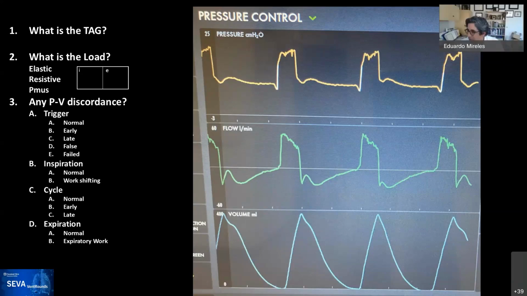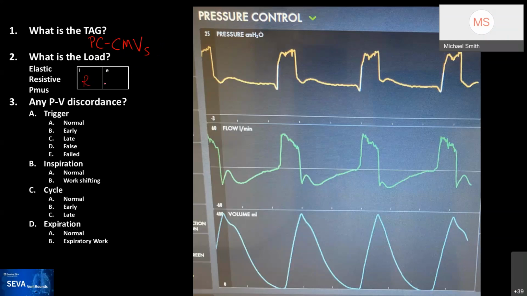All righty. Hit me. Okay, so I guess start with what is the tag. Based off of this, I think it's probably PC-CMV, and that's just on the basis of looking at the waveforms. The flow waveform has its own shape, and the pressure seems to remain constant. The inspiratory load, I think, is elastic. Oh, actually, no, I changed my mind. Resistive.